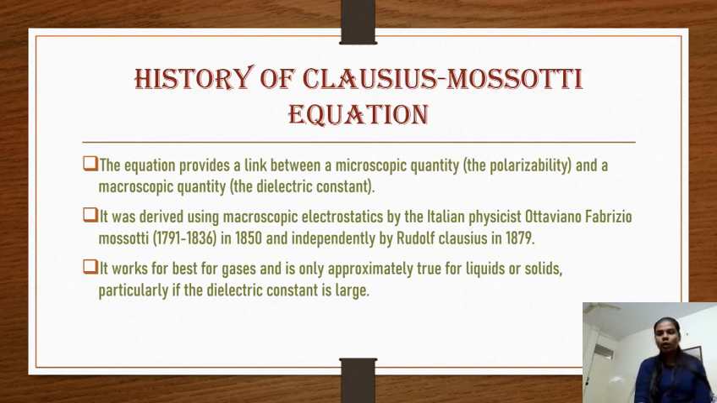So let us talk about our next topic, the Clausius-Mossotti equation. First of all, what is the Clausius-Mossotti equation? Who created it? What is its history? The equation provides a link between a microscopic quantity like the polarizability and a macroscopic quantity like the dielectric constant. So this is the relation between the polarizability and the dielectric constant.